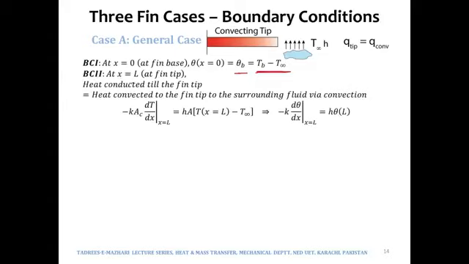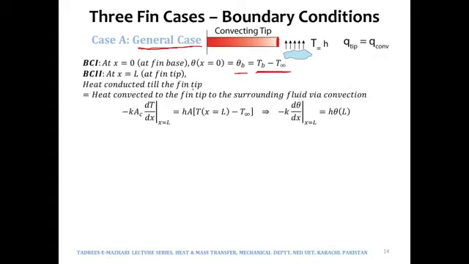Now the second boundary condition is what the general case is about. When the heat reaches via conduction till the fin tip, it is then further transferred via convection to the surrounding fluid, and this is boundary condition number 2: the heat conducted till the tip of the fin will be convected away to the surrounding fluid.